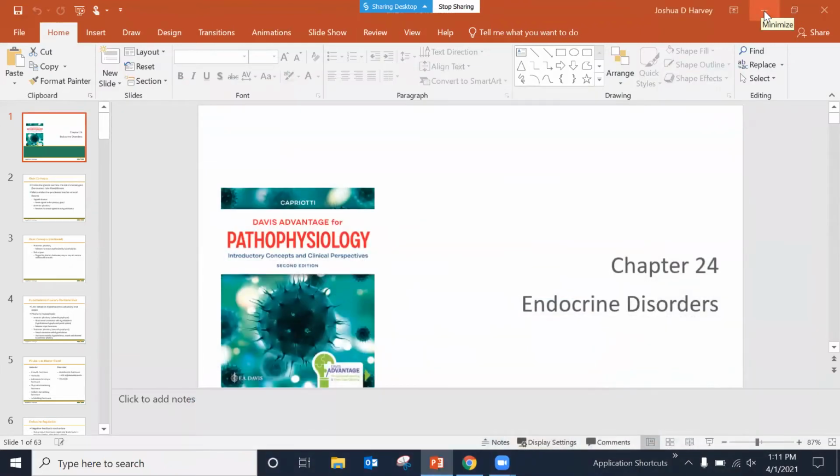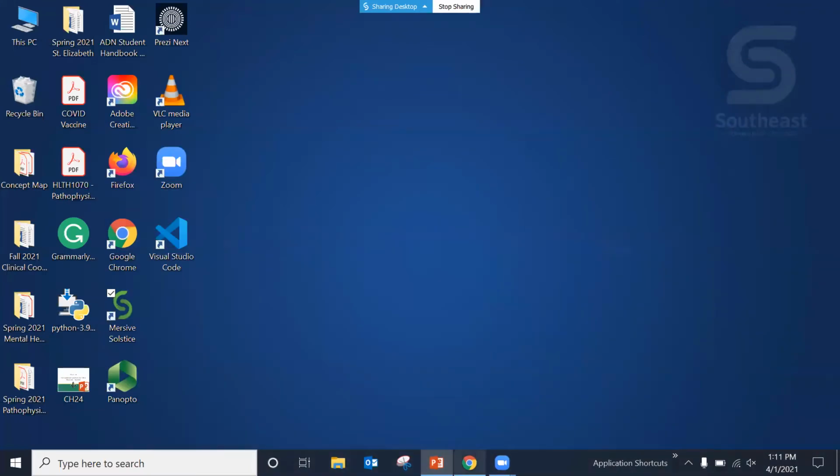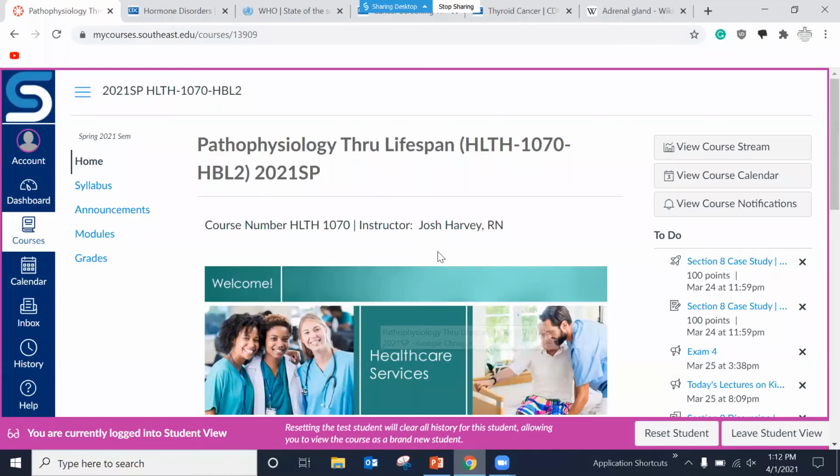So, endocrine disorders. I want to show you a couple of websites that you might find interesting that this chapter talks about. This chapter talks about endocrine disrupting chemicals in our environment. Endocrine disrupting chemicals are any chemicals that can mess with your hormones. The word endocrine is simply talking about our hormones.